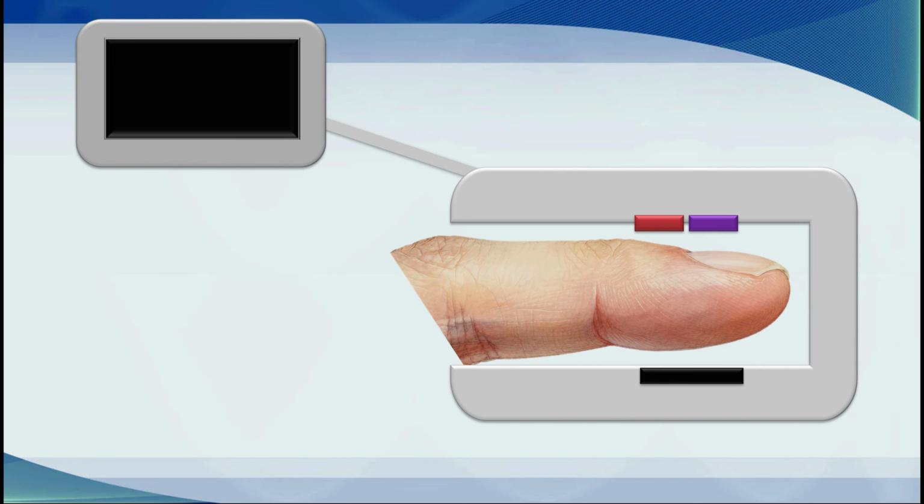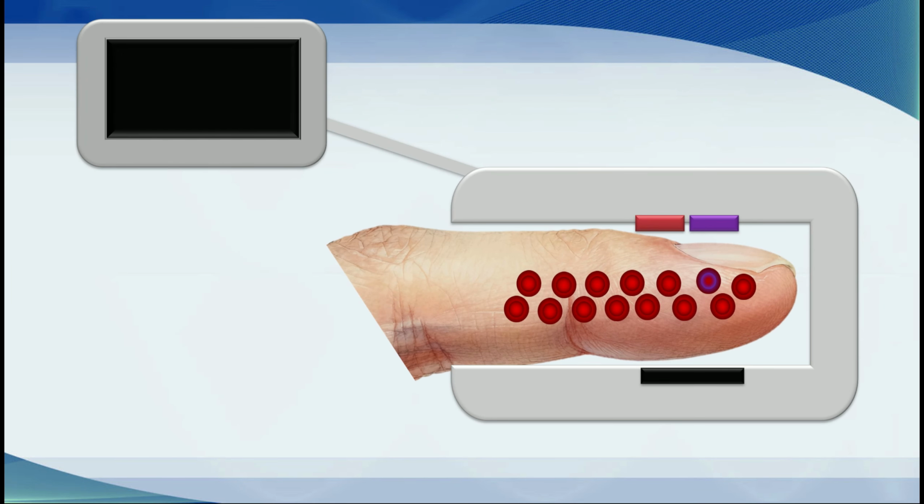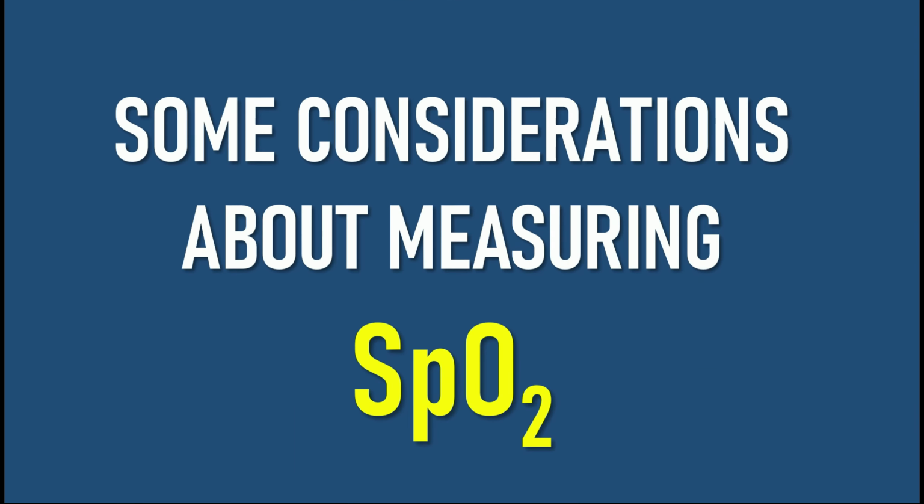When blood flows into the finger, it swells just a little. And due to the device's ability to separate out the AC and DC components, a pleth waveform is produced. Once you have that waveform, all kinds of hemodynamic measurements can be made. Let's look at some considerations about measuring the SpO2 and the waveform.